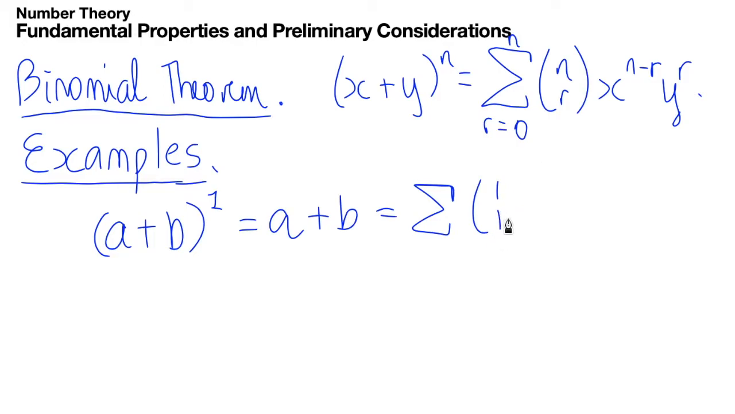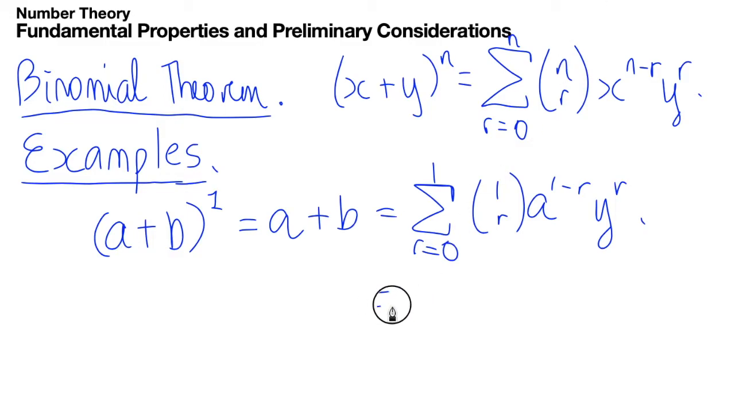So our r will be running from 0 to 1, a raised to 1 minus r and y raised to r. So it's very clear that our r will be running from 0 to 1. So we are expecting two terms here.